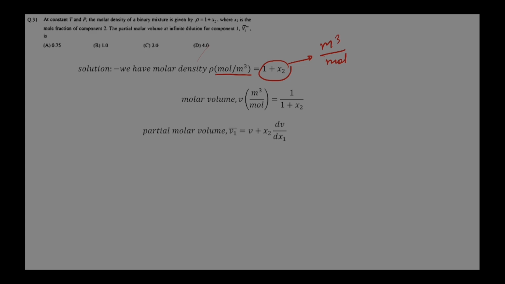So first we have the molar density, that means mole per meter cube. If I want to find molar volume, volume is meter cube but molar volume is per mole, so just take the reciprocal. So molar volume is 1 upon 1 plus x2. Fine. Now the partial molar volume formula. This is the partial molar volume formula, and you can refer to any book for where it is written.